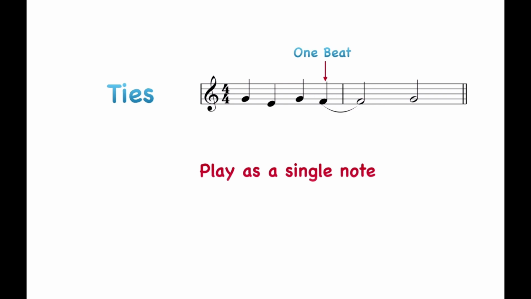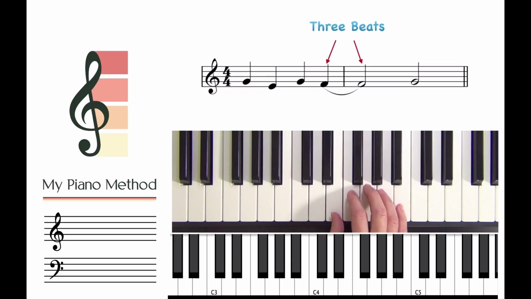So if we take a look at that first F, we can see it's a quarter note, which is also known as a crotchet, and that's worth 1 beat. The second F is a half note, also known as a minim, and that's worth 2 beats. But because they're tied together, we play this as 1 note and we add the durations together. So we would play this note as 1 note worth 3 beats. So if I play this for you now, it would sound like this.